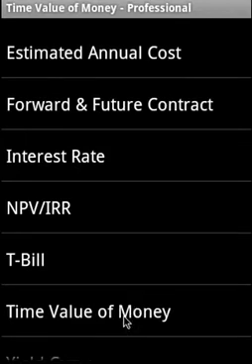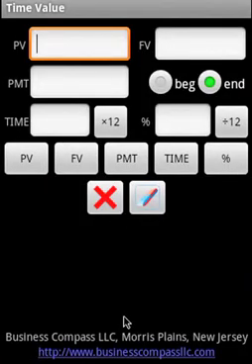The next is time value of money. Here, you can calculate the present value, future value, payment, time and interest. Your payment can start at the beginning of the period or at the end of the period. You can also supply a time, and if you press times 12, that means it will make it monthly. So if you are supplying an interest and divide by 12, that will basically convert it to monthly.